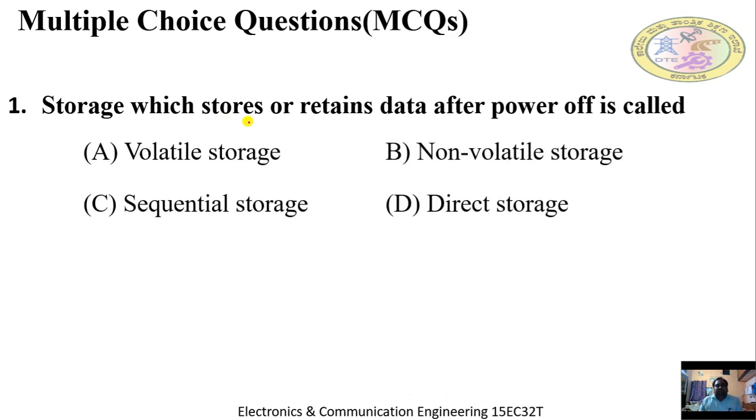A storage which stores or retains the data after the power off is called, as I told you, a non-volatile memory. Non-volatile memory, as the name itself indicates, is used to store data or instructions even after the power goes off. So the answer is non-volatile storage.